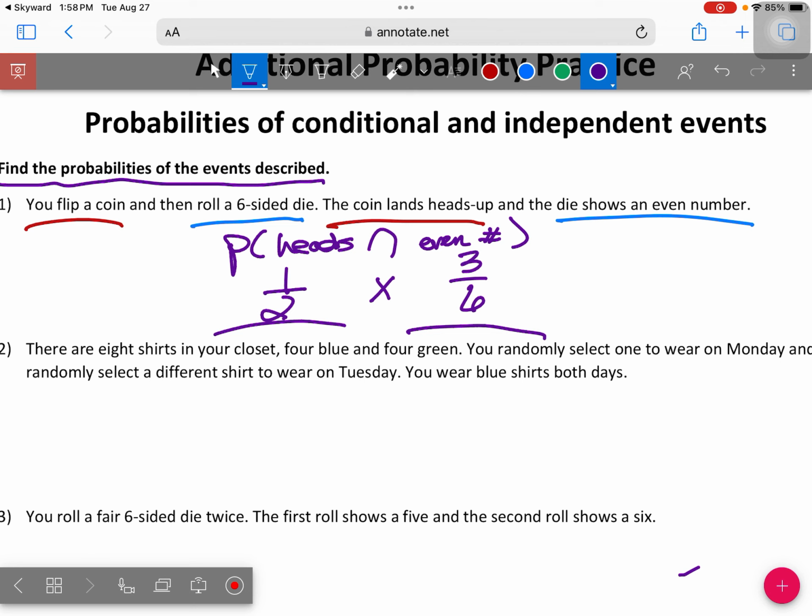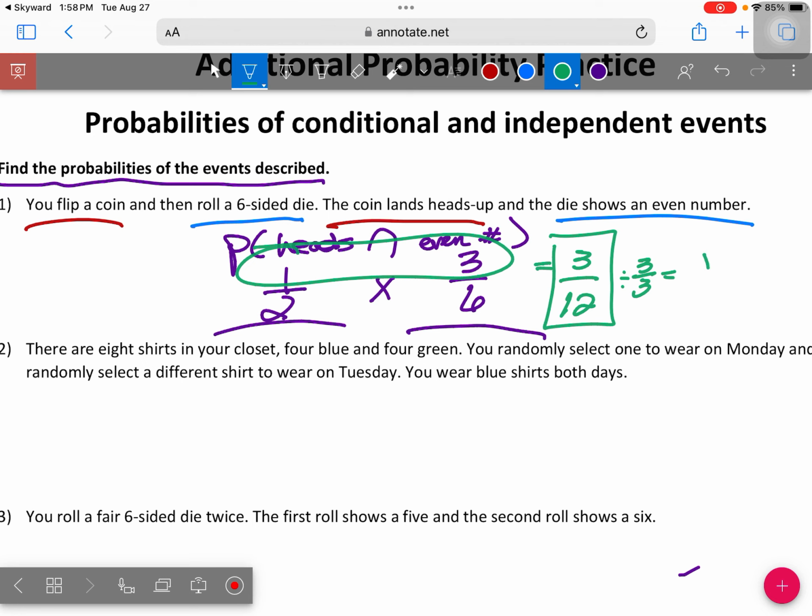Okay, indulge me. 1 times 3 is 3. We're on page 13. And 2 times 6 is 12. If you give me this answer for probability, I will take that, and that will give you a positive. You won't miss any. But we can simplify this. I can divide both of these by 3 over 3 and get 1/4.